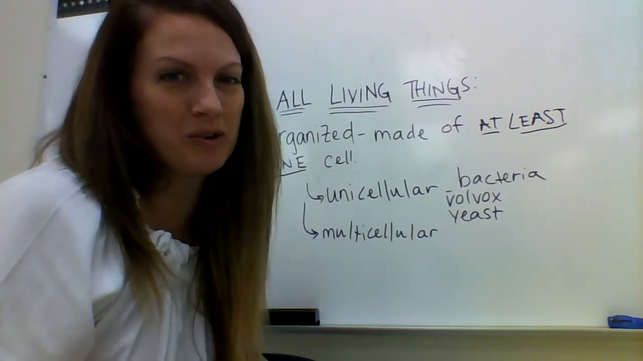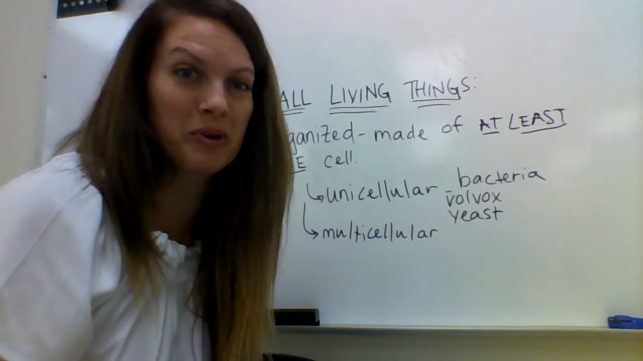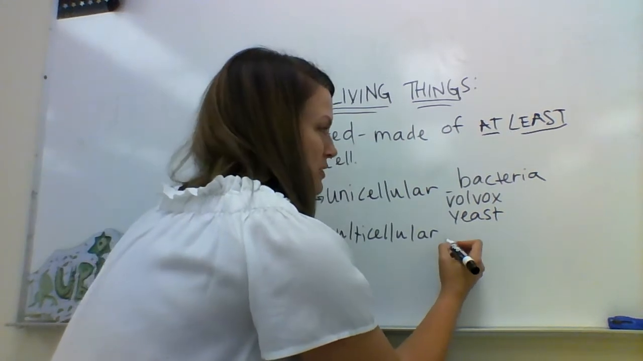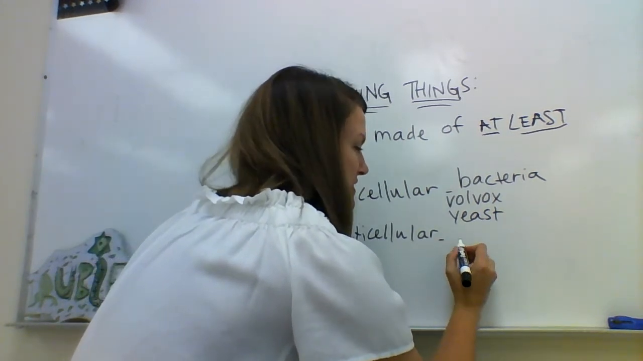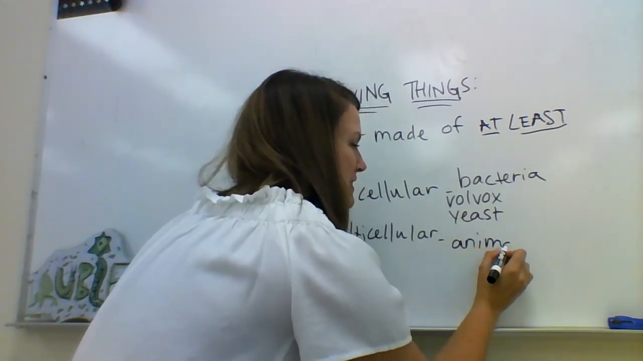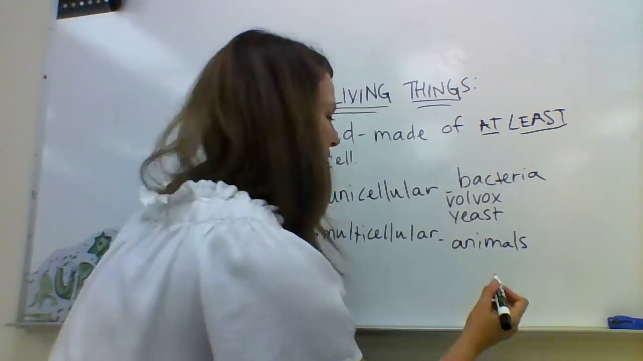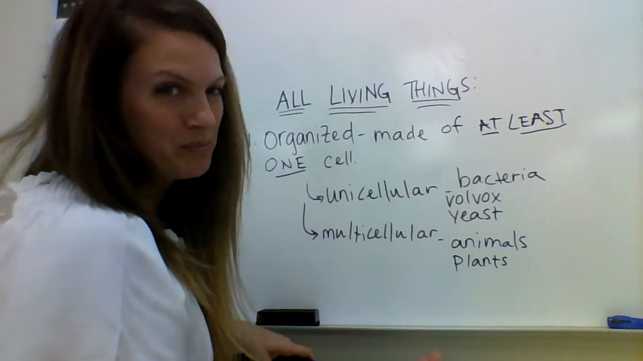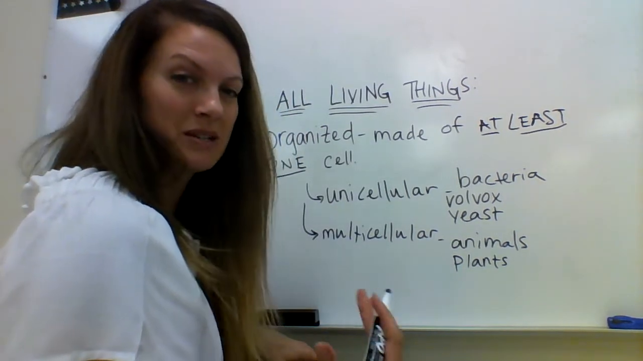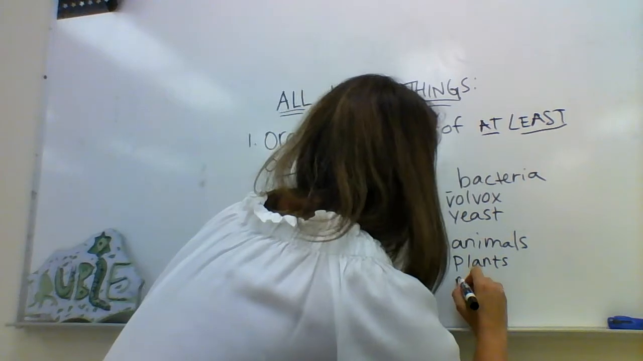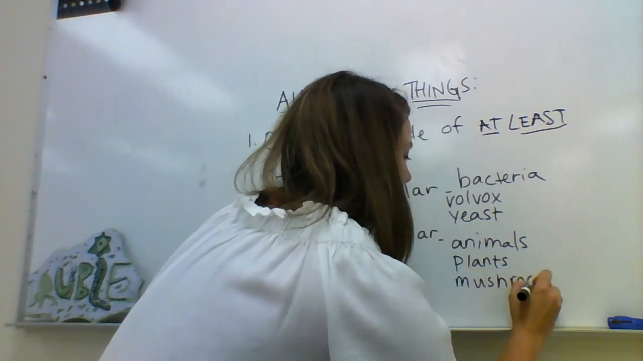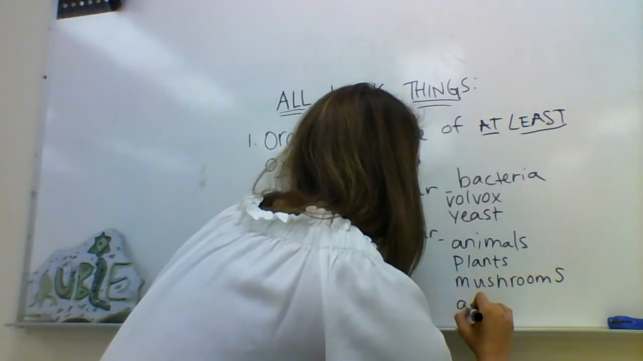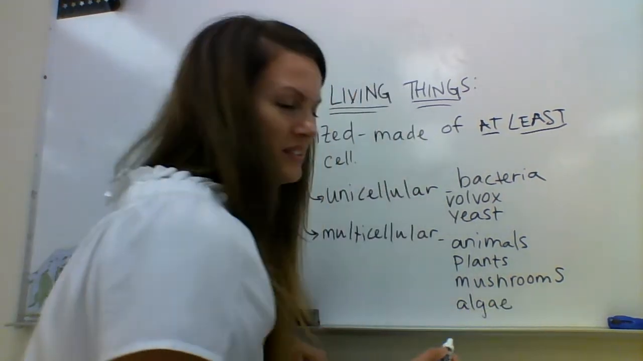Multicellular organisms are probably a little more familiar to you, and that's because they include you. So multicellular organisms, examples are going to include animals, that includes humans, plants, and then lots of protists and fungi as well, for example, mushrooms, which are fungi, and algae. A lot of algae anyway, is multicellular.